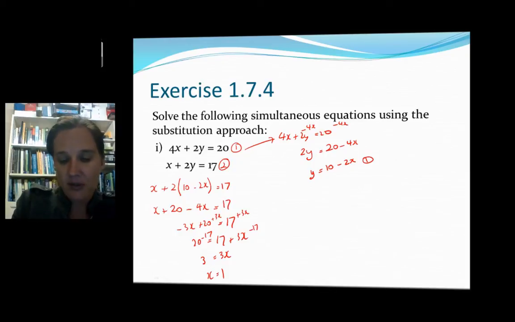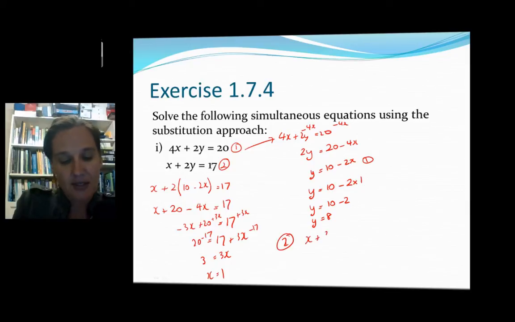If we go back to our equation 1, y is equal to 10 minus 2 times 1. y is equal to 10 minus 2, so our y is equal to 8. So now we'll come back to our equation 2 and substitute our values in.